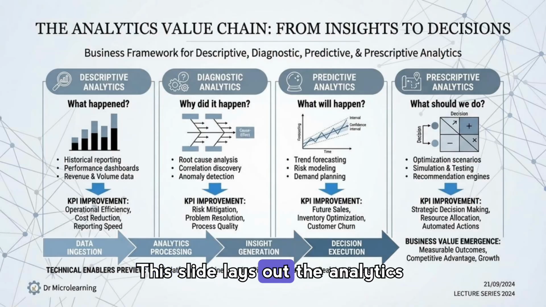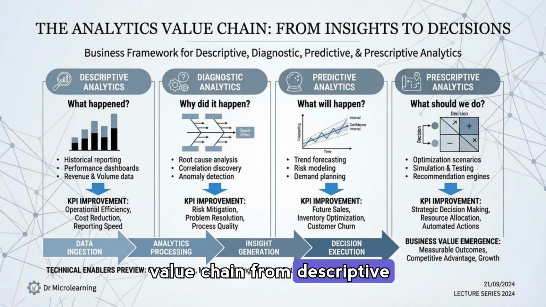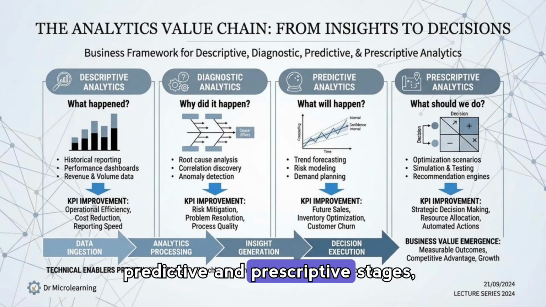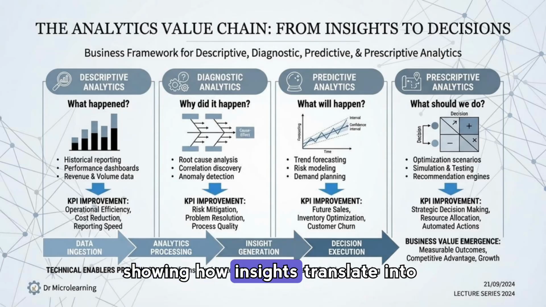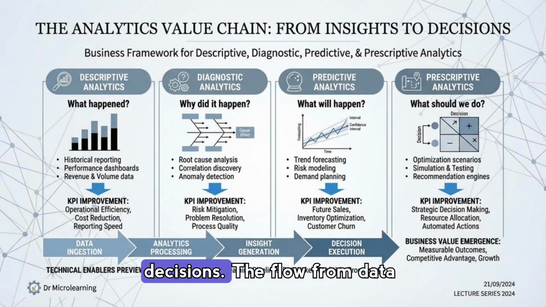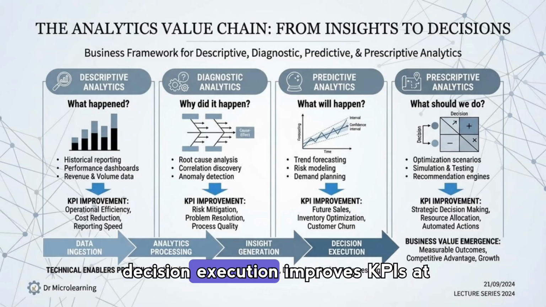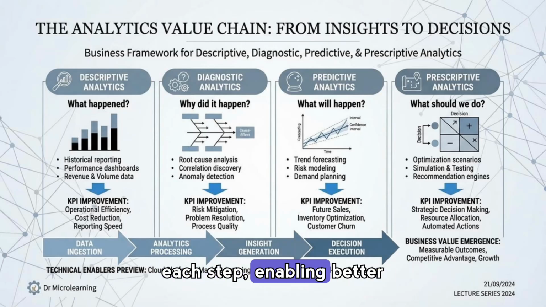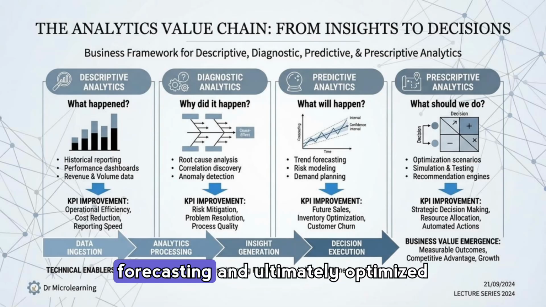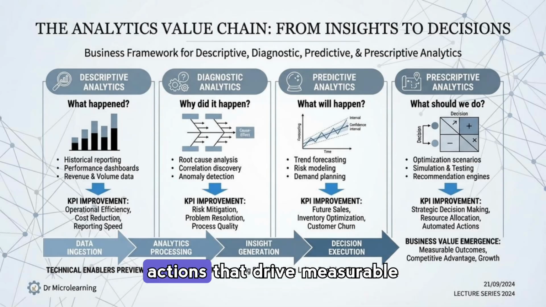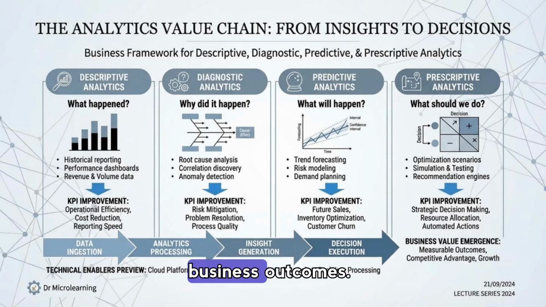This slide lays out the analytics value chain from descriptive reporting through diagnostic, predictive, and prescriptive stages, showing how insights translate into decisions. The flow from data ingestion to analytics processing and decision execution improves KPIs at each step, enabling better reporting, root cause analysis, forecasting, and ultimately optimized actions that drive measurable business outcomes.